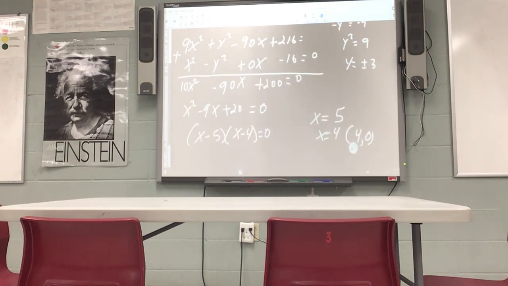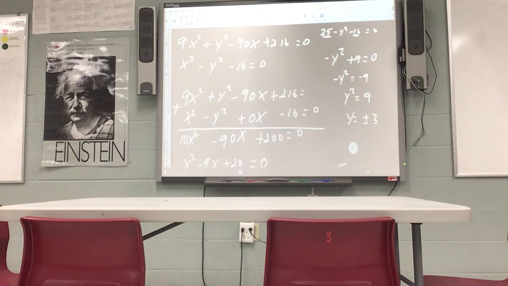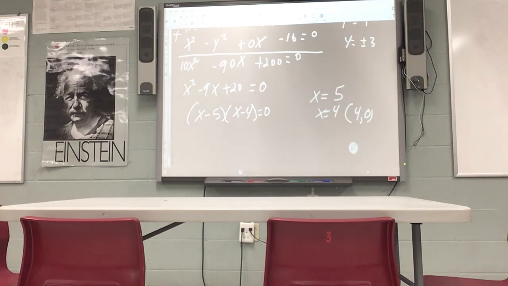So with our 5, we can have a +3 and a -3, so that would have 2 solution spots. 3 intersections in total.